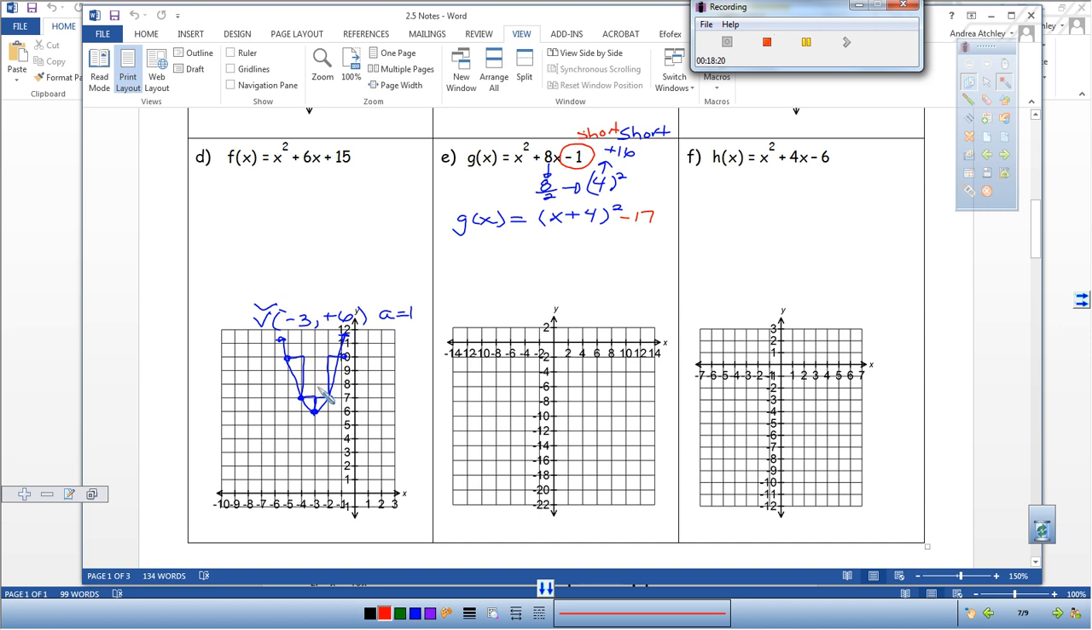Any questions over that? Okay, vertex. Jasmine, what's the vertex here? Very good. Negative 4, negative 17. So your x is negative 4 and y is negative 17, which is kind of right here in between the 16 and the 18.